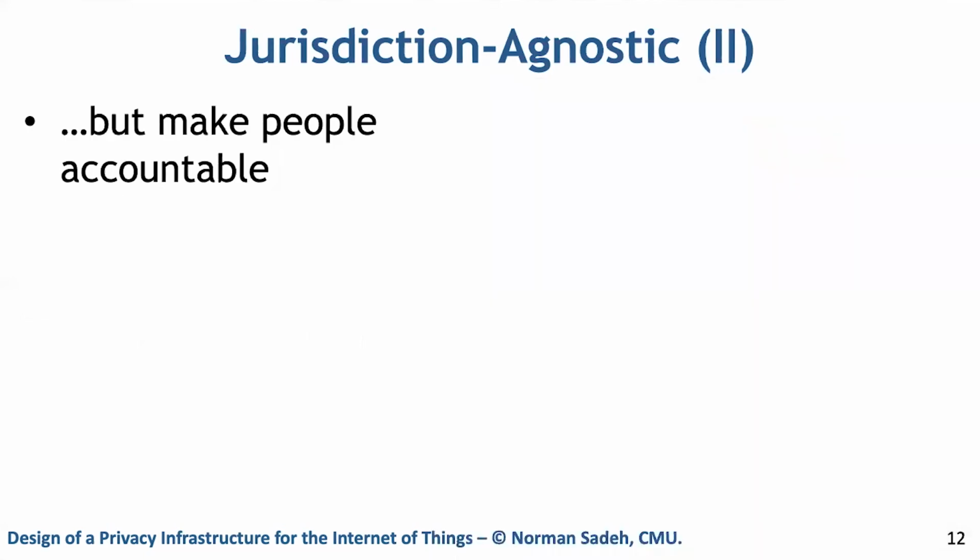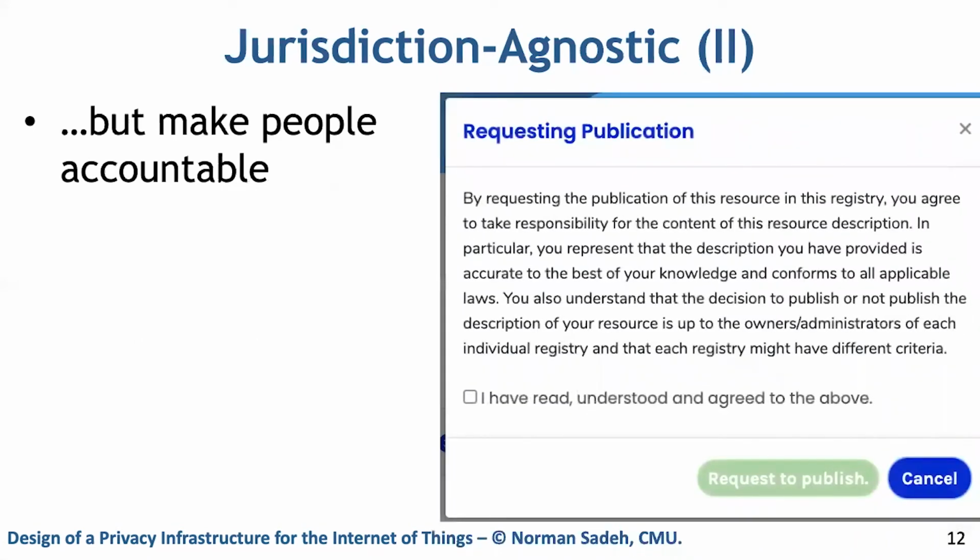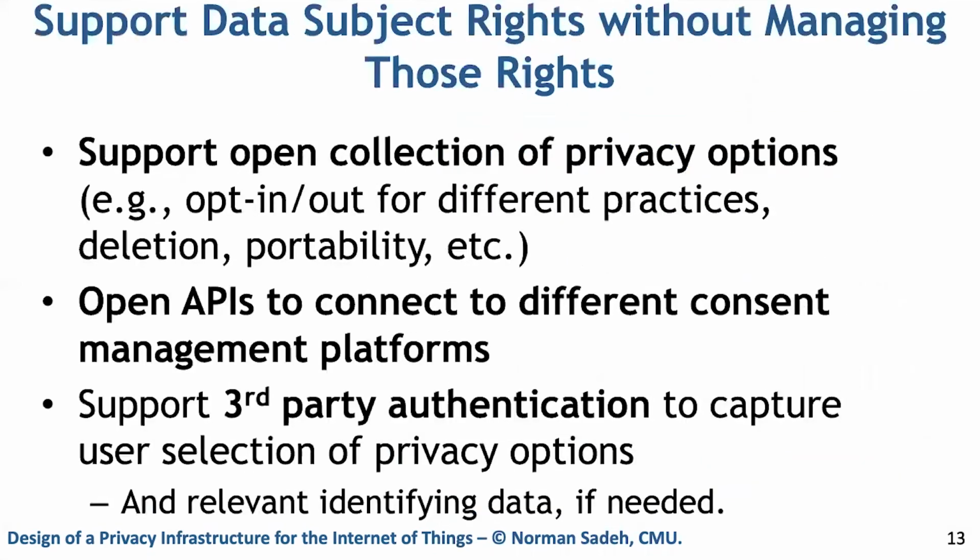And so how do we do that? Well, basically, we're telling people, look, if you're going to publish this resource, please confirm that you take responsibility for what you're publishing. Please confirm that this data is accurate. Please confirm that you understand the regulations under which you have to operate. And if you do, then go for it. We're just going to facilitate that process, but we're not going to take responsibility for that.